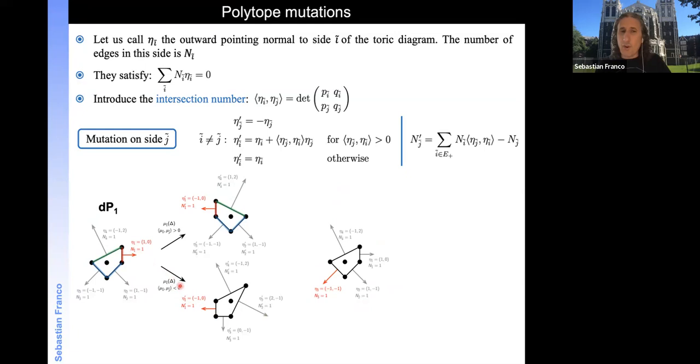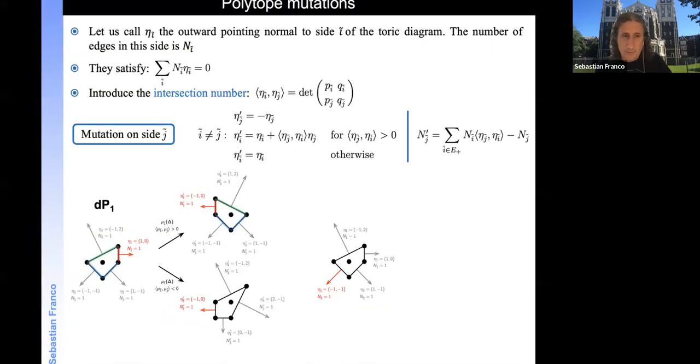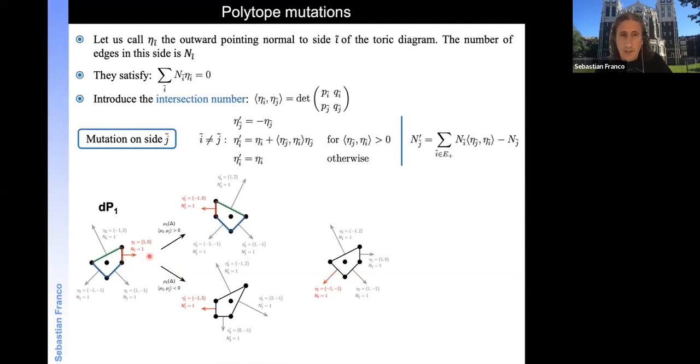I can mutate using the negative intersection ones. I can just change these ones. And this is what you obtain, which up to SL2C transformation is the same polytope. By the way, here I'm introducing some notation. I call it mutation on H1 tilde of the polytope delta. I'm going to come back to that notation.